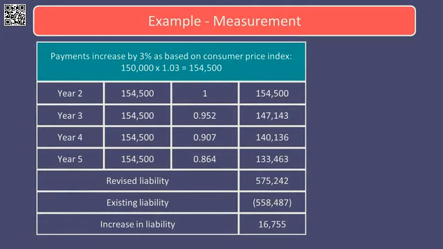So let's work out the present value of those new revised payments. Our year 2 payment is being paid immediately, so no need to discount that, but the remaining 3 payments, of course, would be discounted. And therefore, this takes us to a revised liability of $575,242. Compared against the existing liability of $558,487, we see an increase of $16,755. Now, the double entry to account for this increase in liability is nice and straightforward. We simply increase the liability with a credit, and there's an equal and opposite increase to the right of use asset with a debit.